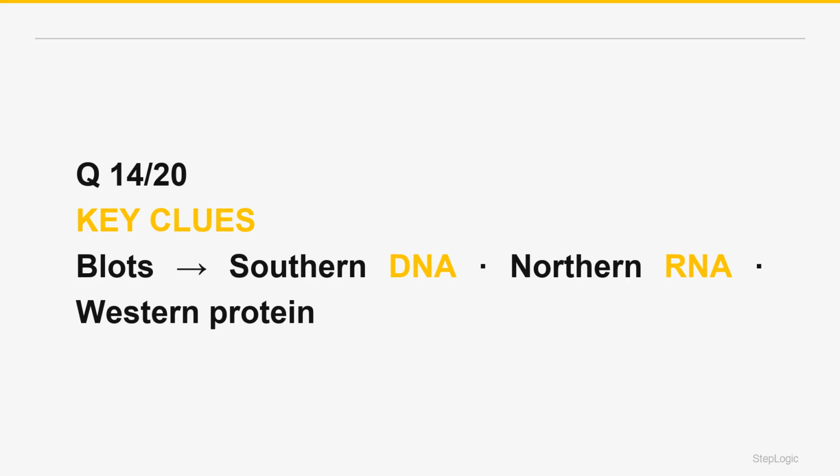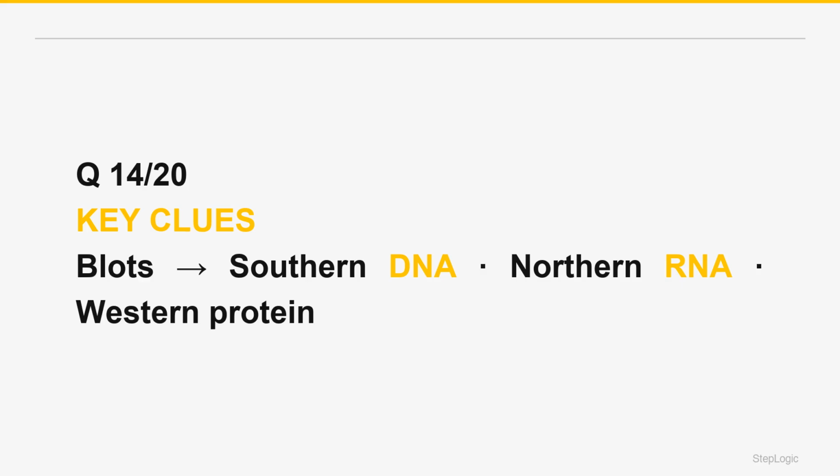The blotting techniques detect different macromolecules and the mnemonic SNOW DROP maps them. Southern is DNA, northern is RNA, western is protein. S and N or W for the techniques line up with D and R or P for the targets. Southern blot detects a specific DNA sequence. DNA is cut, separated by gel electrophoresis, transferred to a membrane, and probed with a labeled complementary DNA probe.